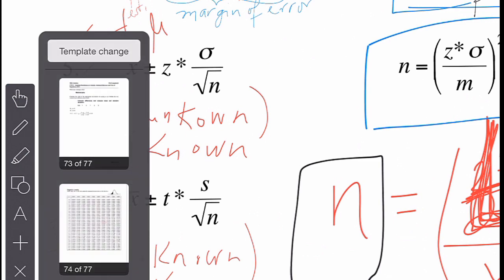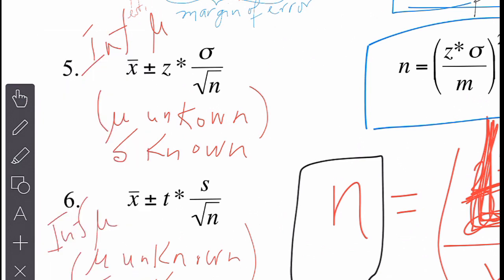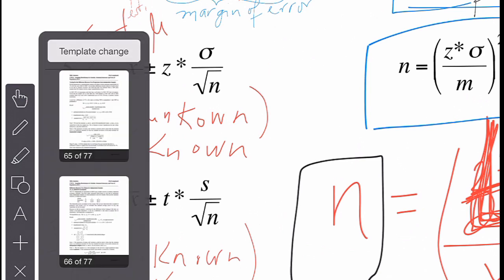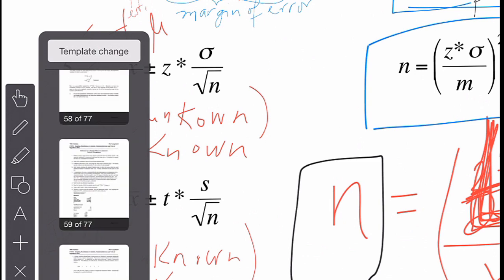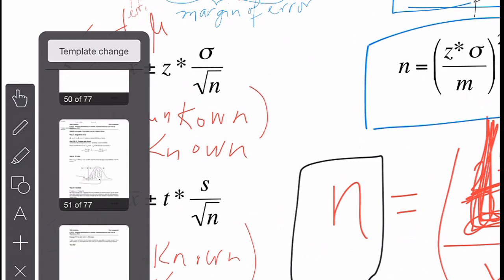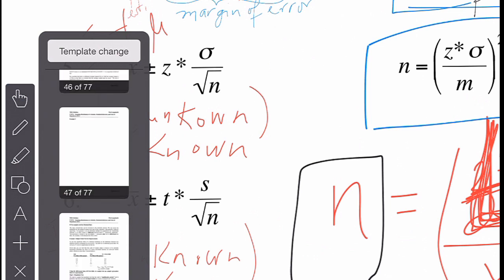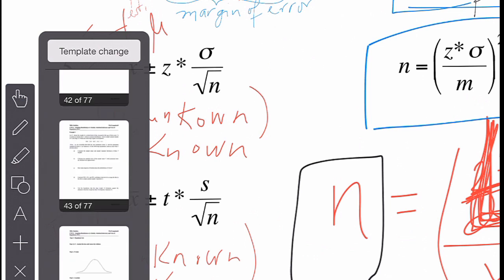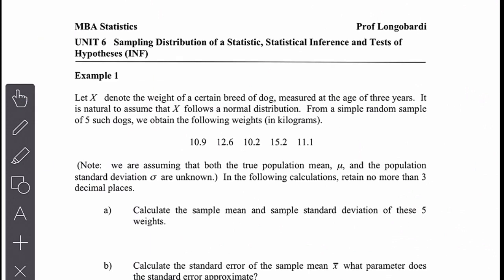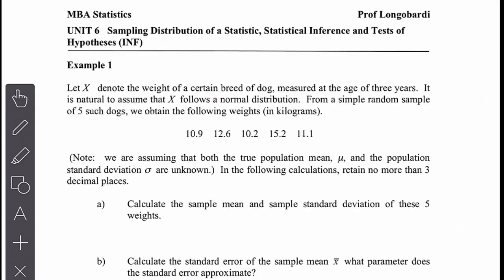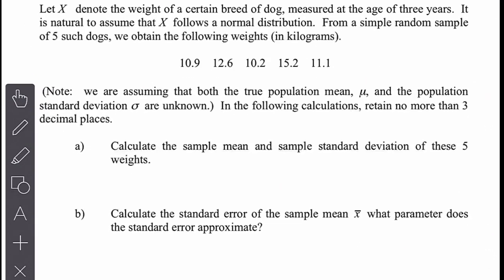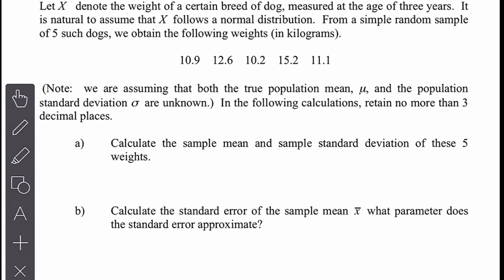And I said you guys should work on it, and I just have a feeling you probably didn't. So let's see if we can look at that together. We'll find out if you did it. All right, so here. Let x denote the weight of a certain breed of dog measured at the age of 3 years. It is natural to assume that x follows a normal distribution. This is a simple random sample of 5.